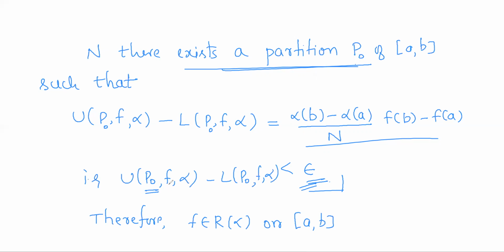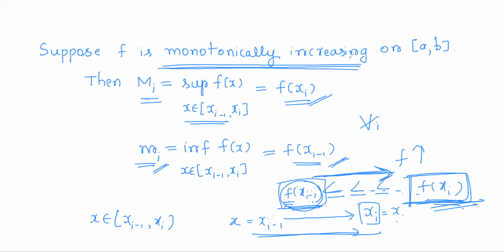So what that shows, for a given positive epsilon, we found a partition P of the closed interval A comma B such that UP of alpha minus LP of alpha is less than epsilon. Which is the Riemann criterion for any function to be Riemann-Stieltjes integrable. So thus we can conclude F is Riemann-Stieltjes integrable on the closed interval A comma B. And this is in what case? This is if F is a monotonically increasing function. If F is monotonically increasing, we got the desired result.